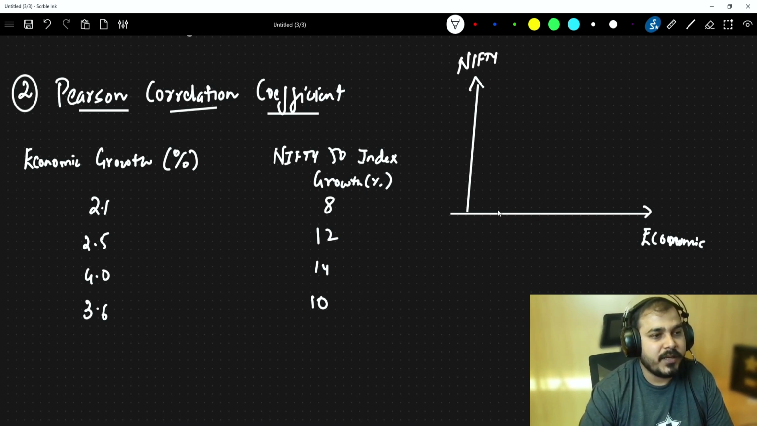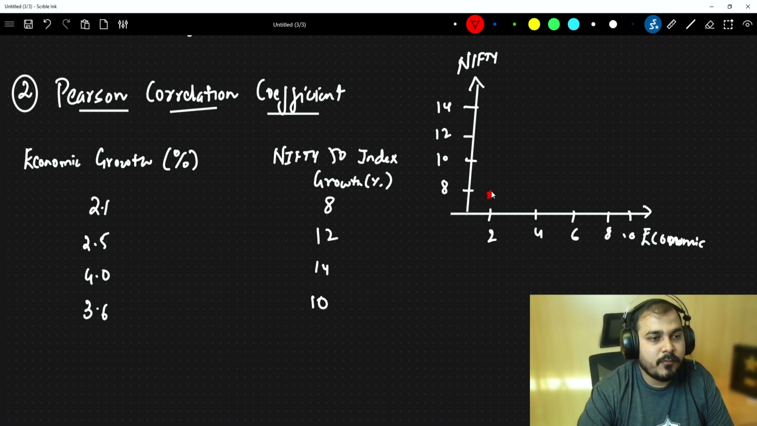If you see some of the points over here, guys, let's see. I'm going to make it 2, 4, 6, 8, 10 in the economic growth, and I may start from 8, 10, 12, 14, right? The first point is somewhere near 2.1 and 8, so I am going to plot it over here. Then 2.5 and 12, I'm going to plot over here. Then I have 4 and 14, so I'm going to plot it over here. And 3.6 is somewhere here, and I'm going to plot it at 10, so it will be somewhere here.